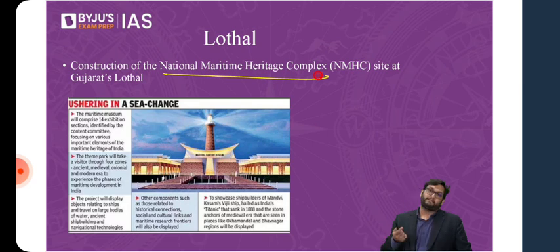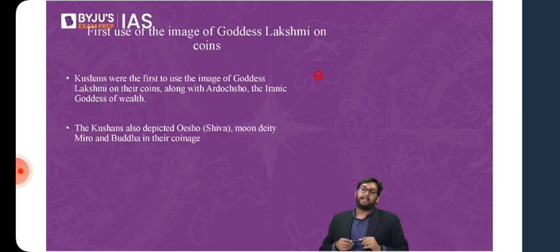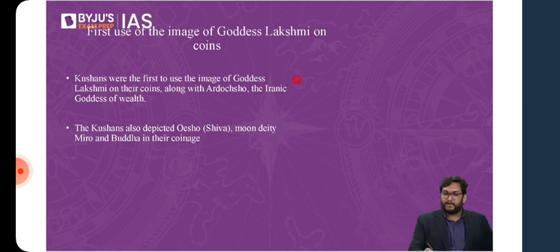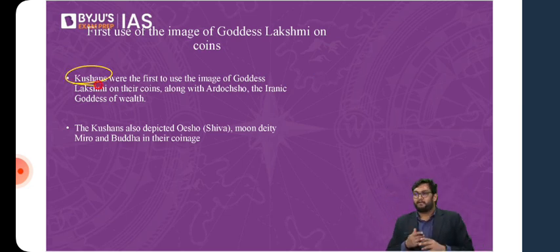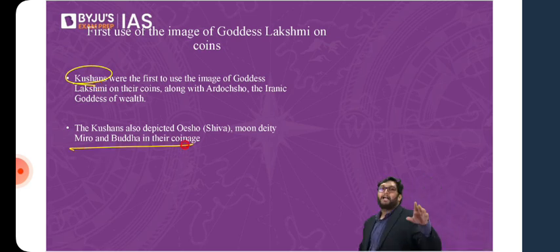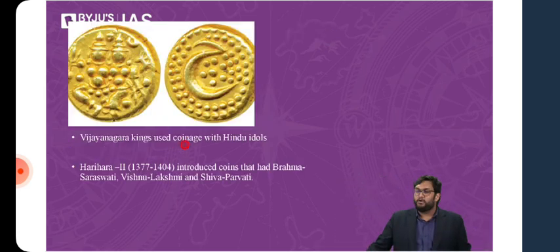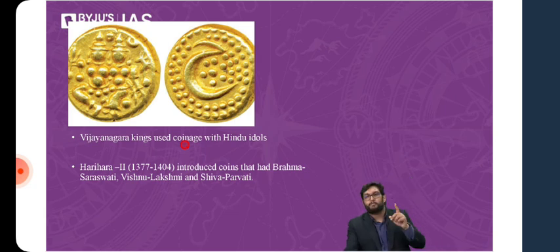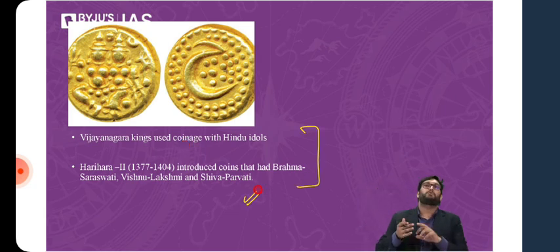Then we have confirmation that the first use of gold Lakshmi coins was during the Kushana period. And very simply, from Oisho, which is Shiva, to Lakshmi coins, we have the moon deity Miro and Buddha. Kushanas represented all of them. Now, we also know that Lakshmi series coins were issued by the Vijayanagara state, with Lakshmi, Vishnu, Shiv, Parvati. But why I want to discuss this with you is 2 coins which were not issued by Indian rulers, but by the British and the Dutch and the French.